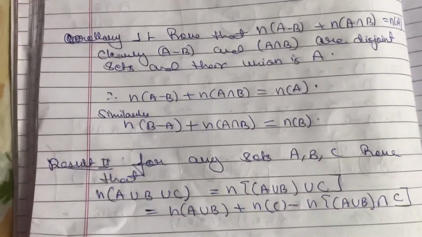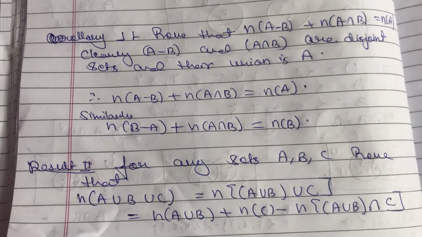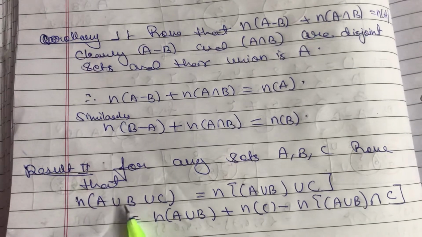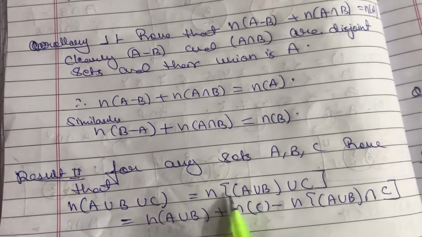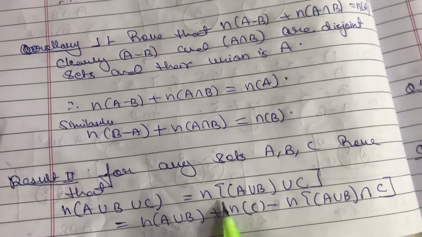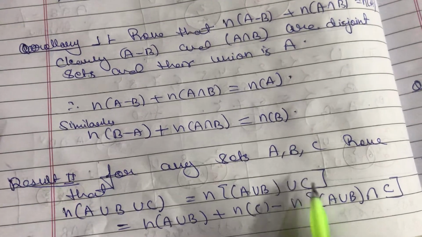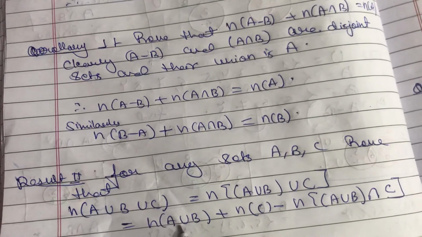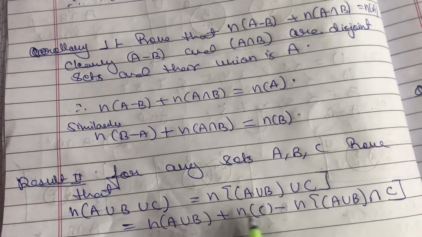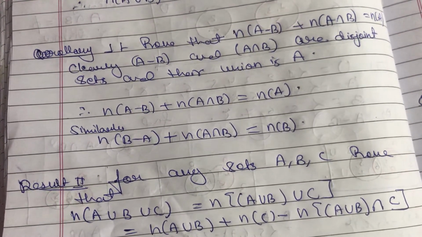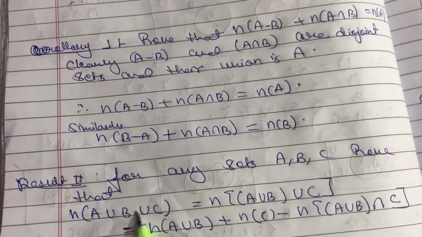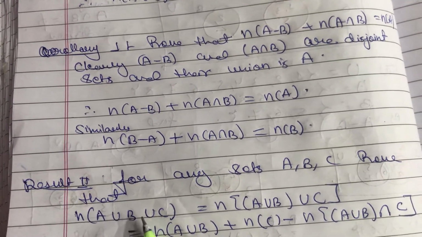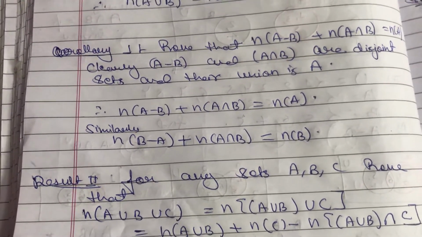Let's move to the second result, which is: for any sets A, B, C, prove that n of A union B union C is equal to a very important result. n of A union B union C is equal to n of A union B plus n of C minus this. So I have to find the value of this. What is the value of n of A union B union C?